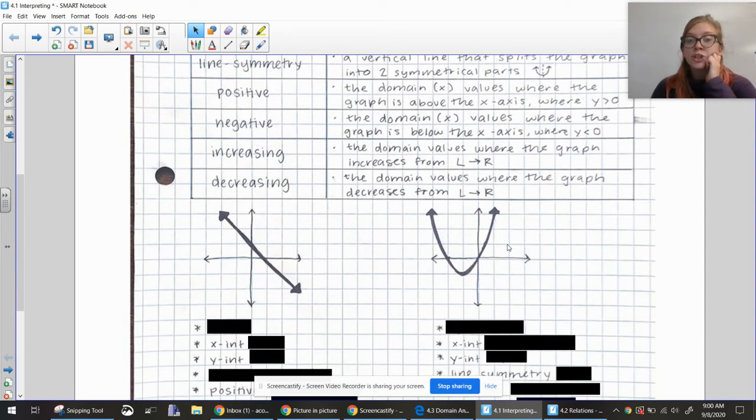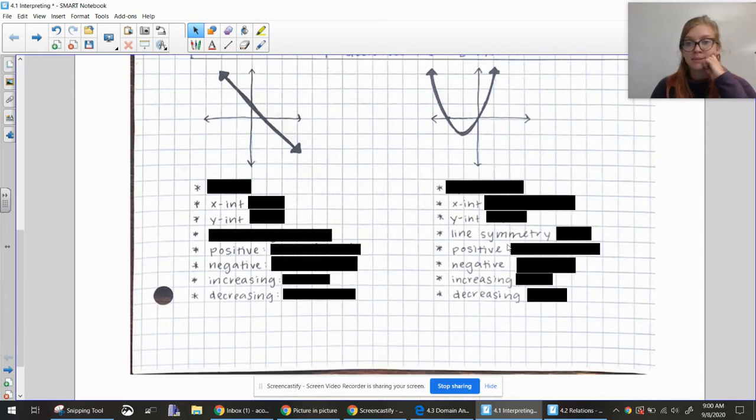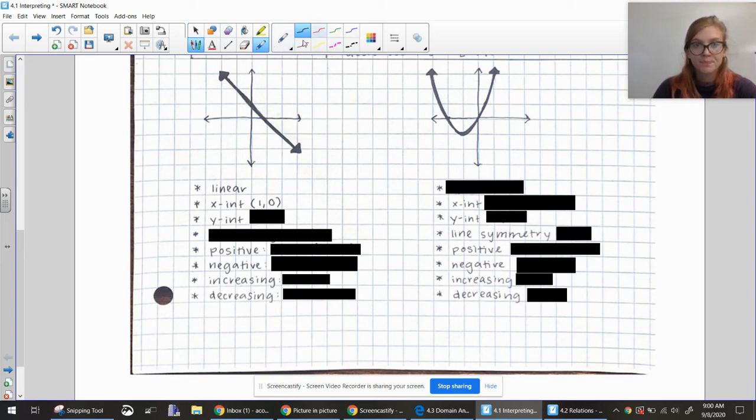So let's look at 2 different graphs and we're going to go through some examples. So the first thing we want to know is if it's linear or nonlinear. We're going to start with this graph. This graph is a straight line, so it is linear. Then we need to label the x-intercept. Well, this graph is supposed to cross the x-axis right where x equals 1 and y equals 0. So our x-intercept is 1, 0. Our y-intercept is where, let's see if we can draw a little point.